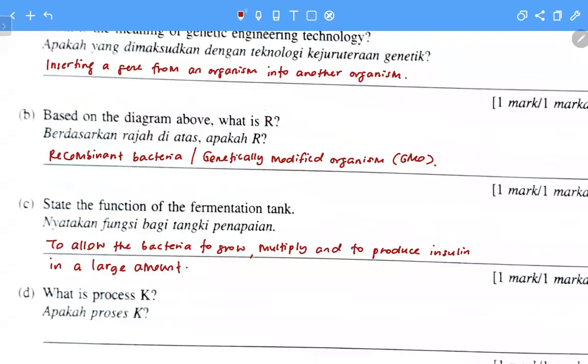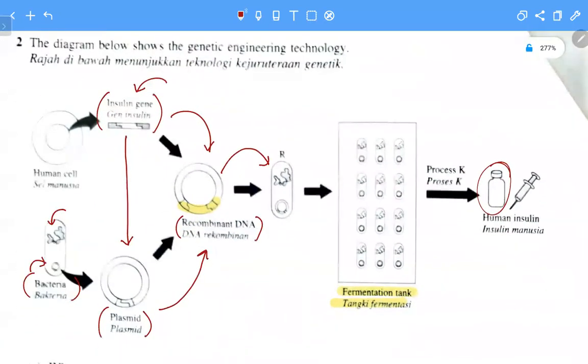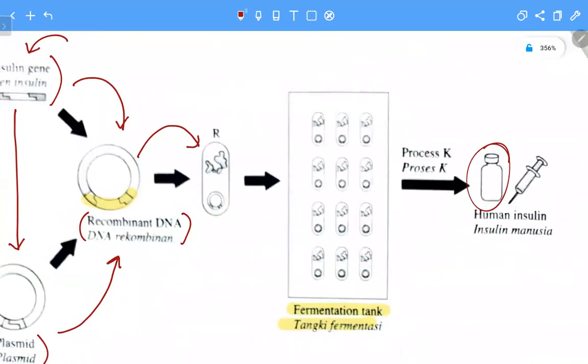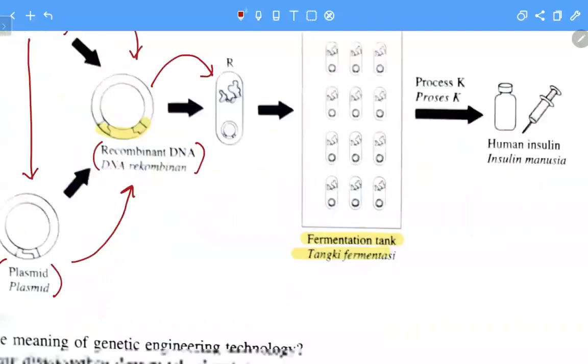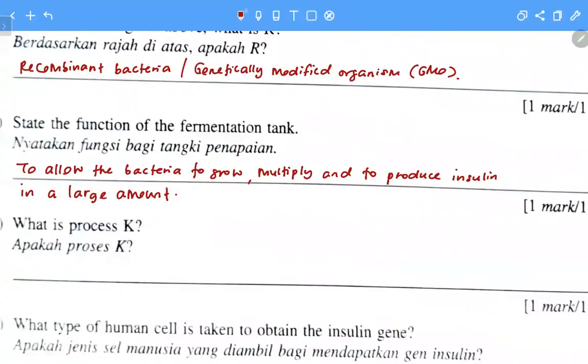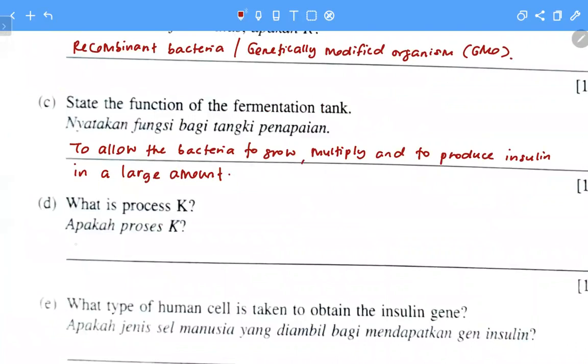Okay, all right. Now what is process K? So you can see over here, once they produce all the insulin, before it can be converted to pure insulin, we know that inside this fermentation tank, it will produce a mixture of liquid, right? Basically containing the cells or the bacteria, some byproducts, some waste material, leftover sugar and things like that, right? So we don't want all of those things. We just want the insulin itself. So I would say process K here is actually purification. Okay, purification process.